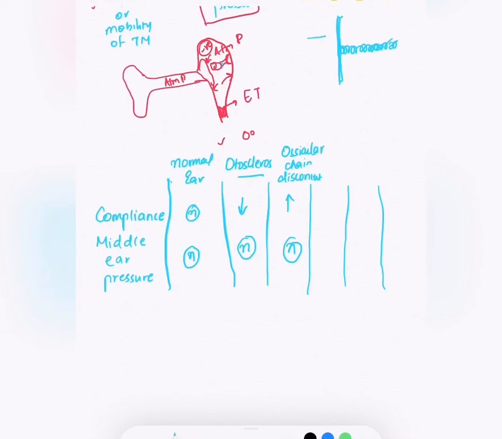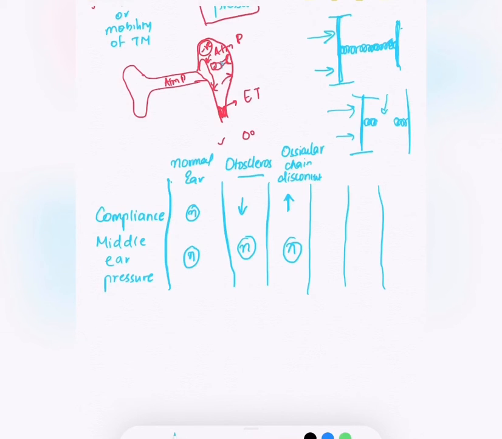Okay, and if you apply pressure to this cloth, then because of the chain here, the mobility of the cloth would be lesser, right? But if you break the chain, the chain that is attached to another wall, then obviously now the cloth would move more, right? The cloth will move more because the connection with the chain was lost. I hope you are understanding. So you have to always remember that compliance in ossicular discontinuity is increased.